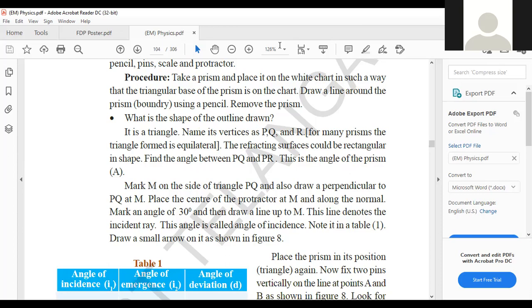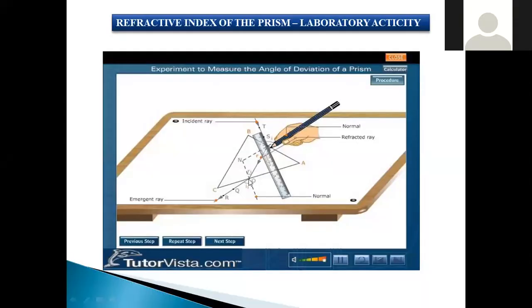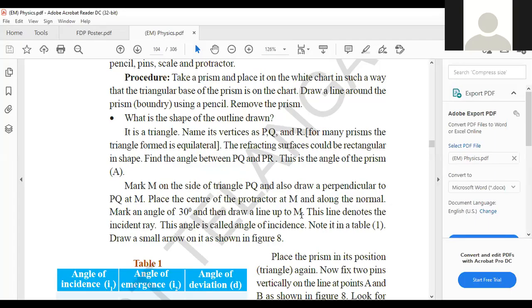Now, the M point was marked on the surface. What is the M point? Here it is denoted with M. The M point stands for the point where incident light is entering into the prism. That point is known as M, the point of incident light. This line denotes the incident ray, and the angle generated at that point is called the angle of incidence.